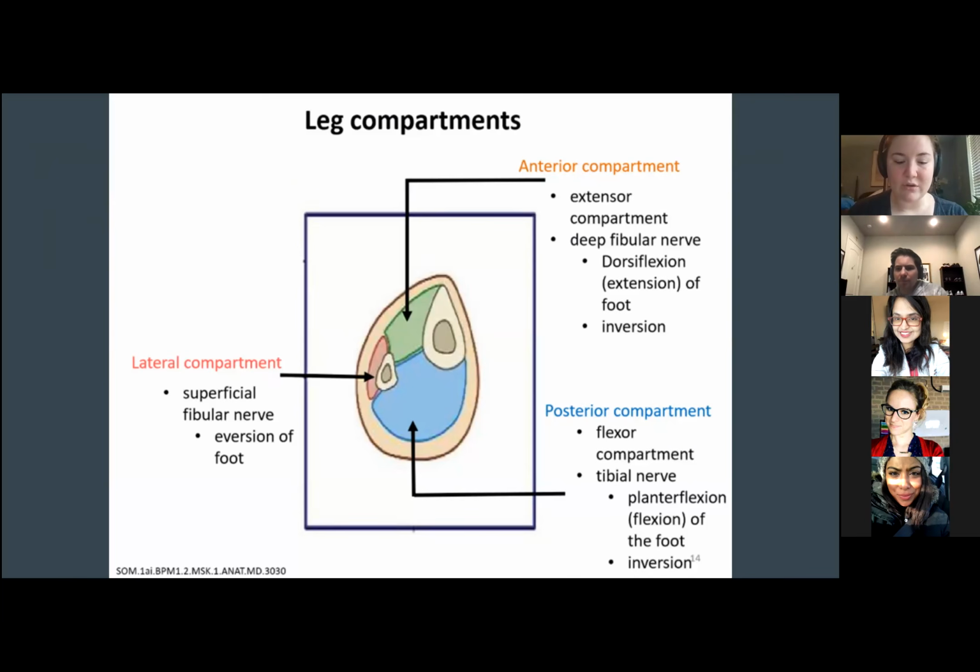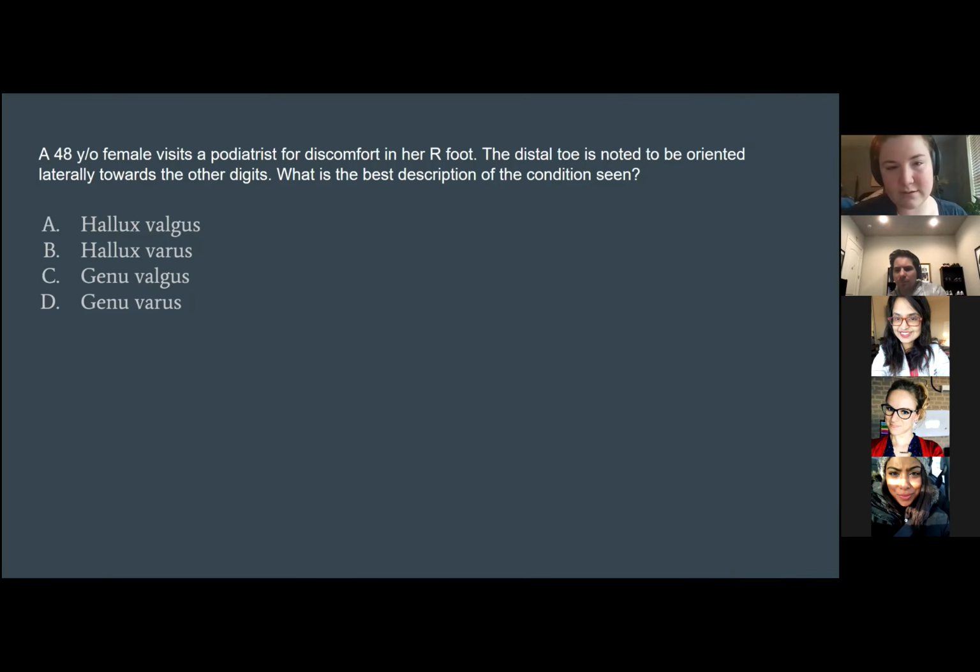Make sure that you understand the nerves that run through, when it branches off, and when it sends its innervation to the individual muscles or the compartments.